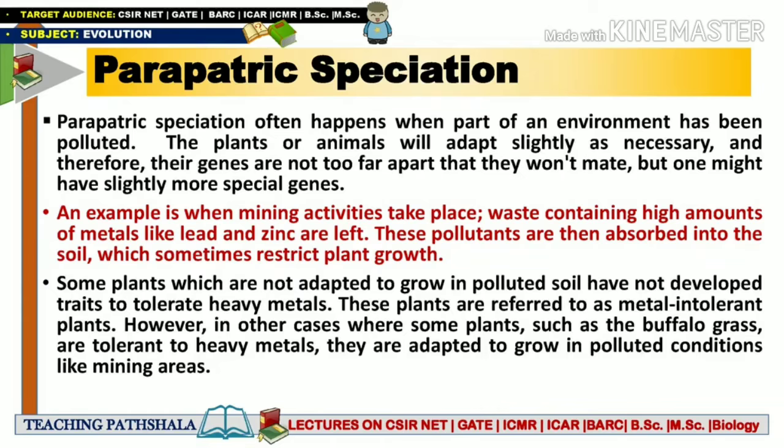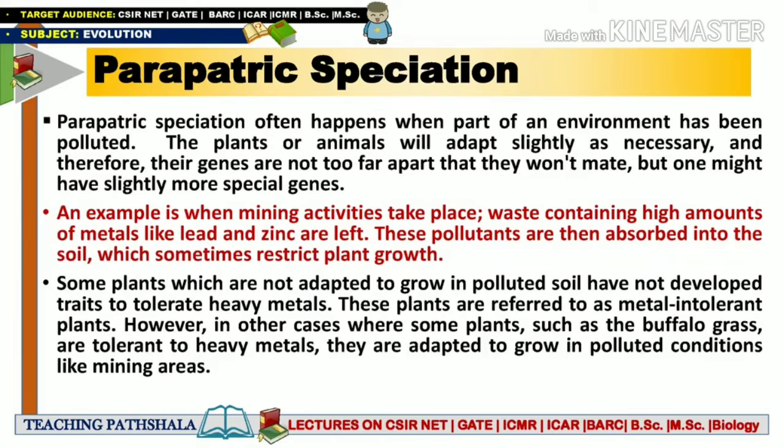In the second line it has been mentioned, an example is when mining activity takes place, waste containing a high amount of metal like lead and zinc is left. These pollutants are then absorbed into the soil, which sometimes restricts plant growth. So we are also going to see this kind of speciation in the case of mining activity.